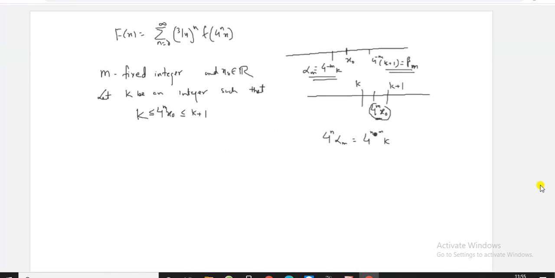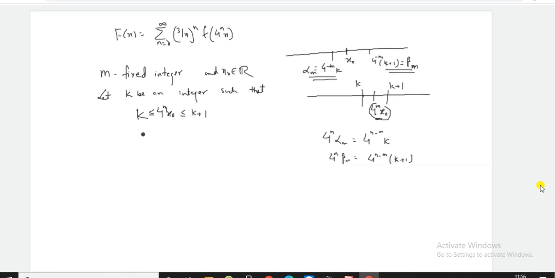When n is equal to m, when the value of n becomes exactly m, then its value will be only k, exactly this number k. And similarly, this 4 to the power n beta m is equal to 4 to the power n minus m into k plus 1. Right?